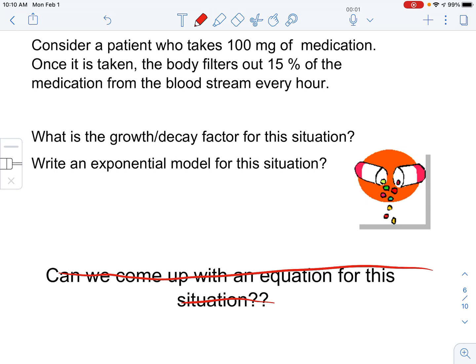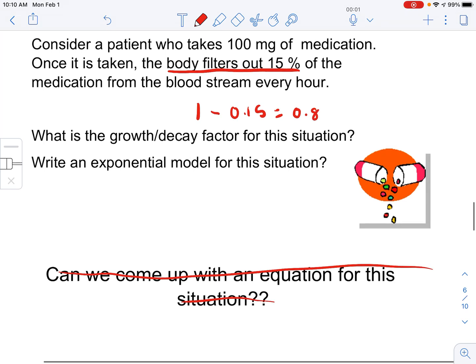Okay, so what is our growth decay? Well, first off, we have a decay question because remember, the body is filtering out 15%. Okay, so if the body is filtering out 15%, that means it's reducing. So we're going to take the 1 and subtract as a percentage 15%, leaving my decay factor as 0.85. Okay, so that is my decay factor in this particular question.